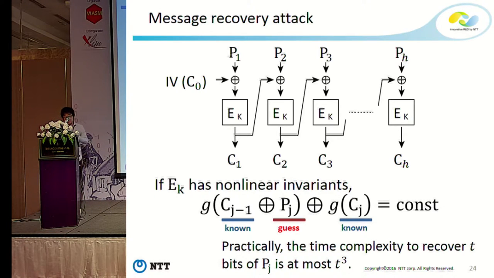So if we want to recover t bits of P_j, trivially it requires 2^t time complexity. But now we use a special nonlinear Boolean function G. Thanks to this structure, practically the time complexity to recover t bits of P_j is at most t times 2^3.